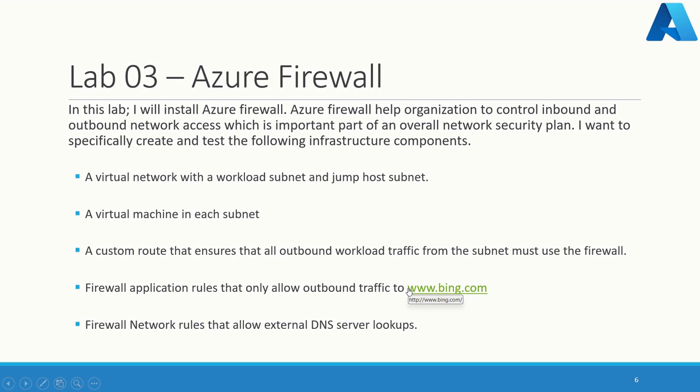In order to accomplish this scenario, there are 7 tasks that I will perform. In task 1, I'm going to use a template to deploy the lab environment. In task 2, I'm going to deploy Azure Firewall. In task 3, I'm going to create a default route. In task 4, I'm going to configure an application rule. In task 5, I will configure a network rule. In task 6, I will configure DNS server. And in task 7, I'm going to test the firewalls.